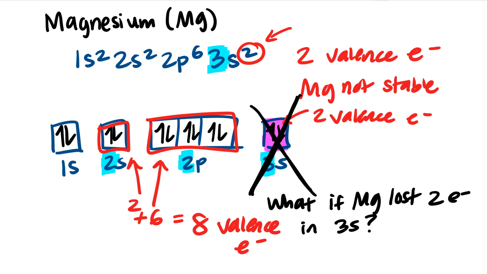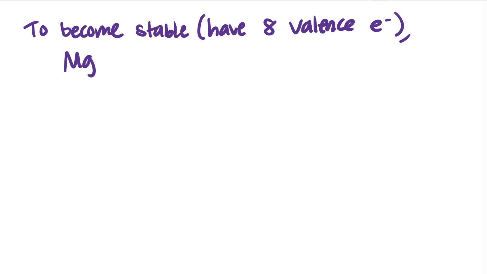So let's clean this up a bit. I get rid of 2 valence electrons in the 3s in this orbital notation picture. Let's also get rid of those 2 electrons here in the electron configuration. We'll do the same thing. Okay, we got to make sure that the electron configuration matches our orbital notation now. Let's rewrite this because it's gotten a little messy. Rewrite your electron configuration, rewrite the orbital notation to become stable, aka have 8 valence electrons. All magnesium needs to do is lose 2 electrons.